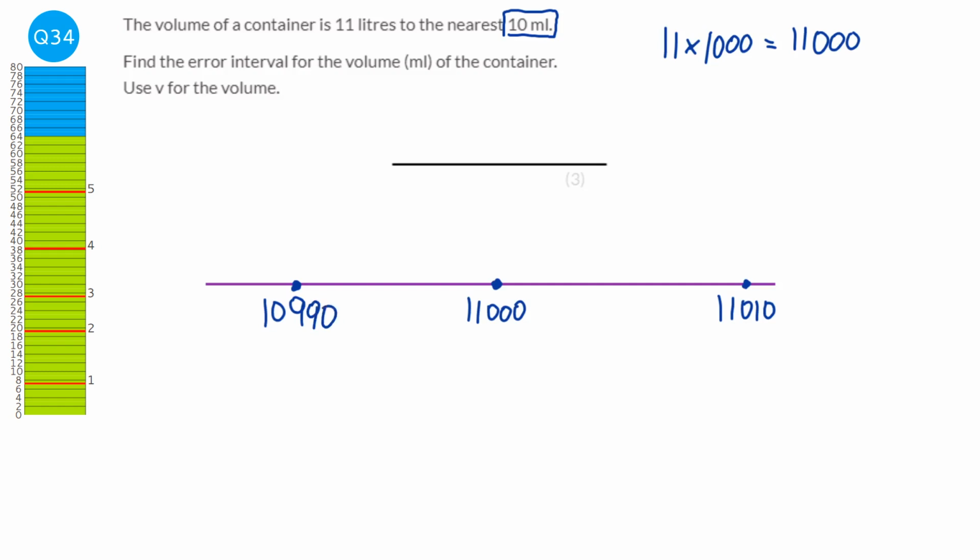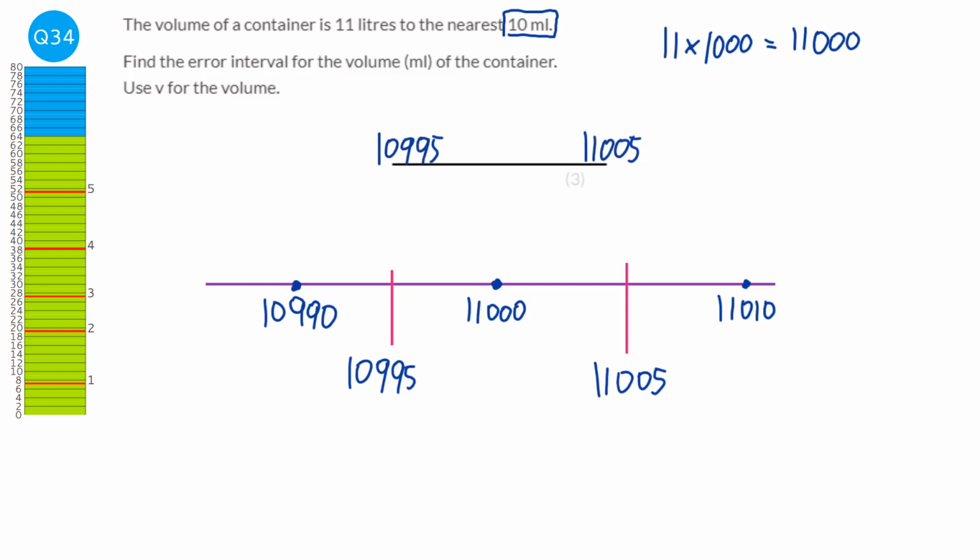Now, when we're looking at limits with the upper and lower part of it, we are looking at halfway points. So halfway here and halfway here. So this halfway point will be 10,995, and the next one will be 11,005, and that's the halfway points. And so that is going to be our upper and lower bound.